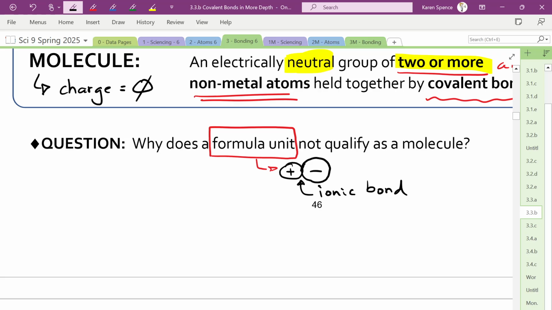Covalent bond. What kind of atoms are these? What kind of atom is the positive one? That's a metal. And the negative one is a nonmetal. In order to be a molecule, what types of atoms do you have? What types of elements? Nonmetals only. So why is a formula unit not a molecule? Because it has metals and it has an ionic bond, not a covalent bond.